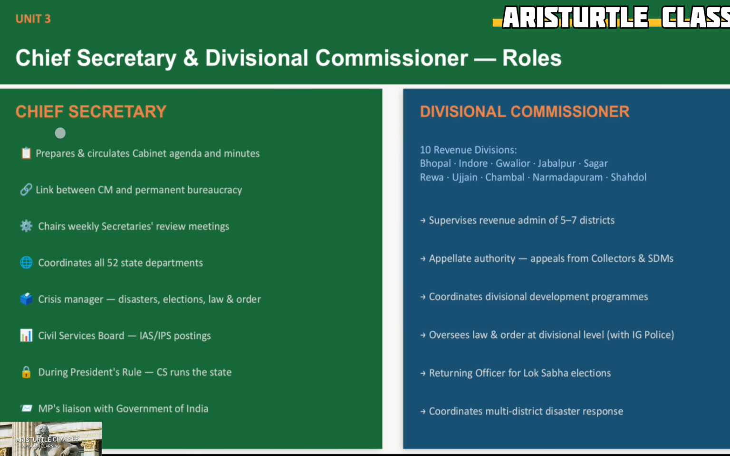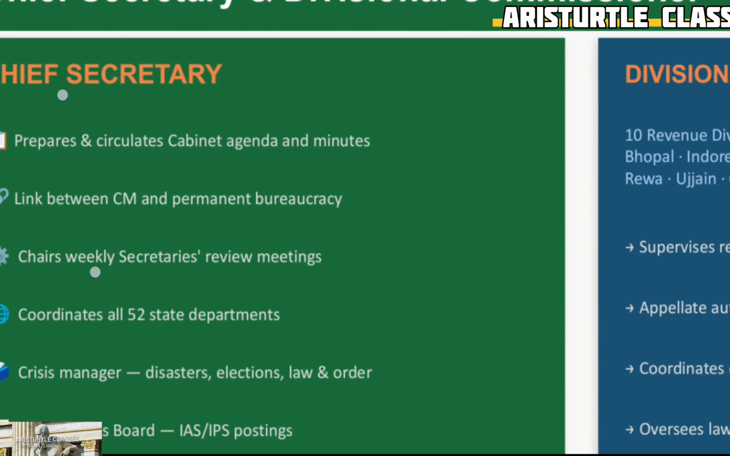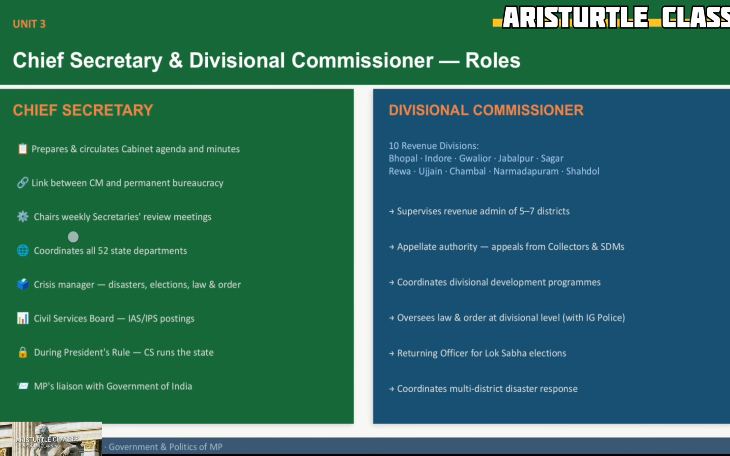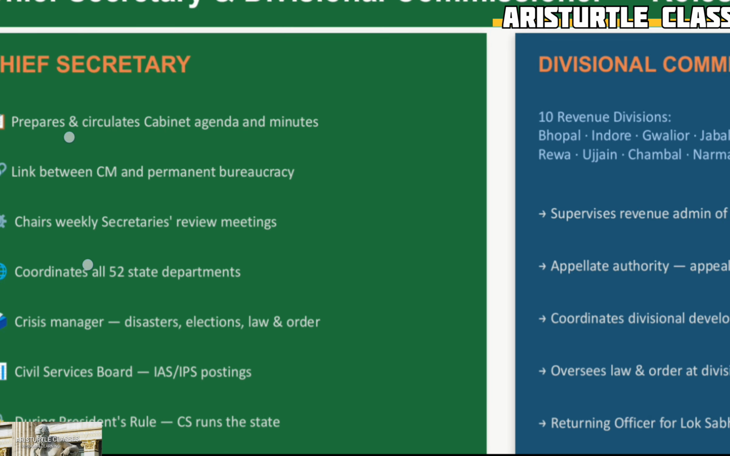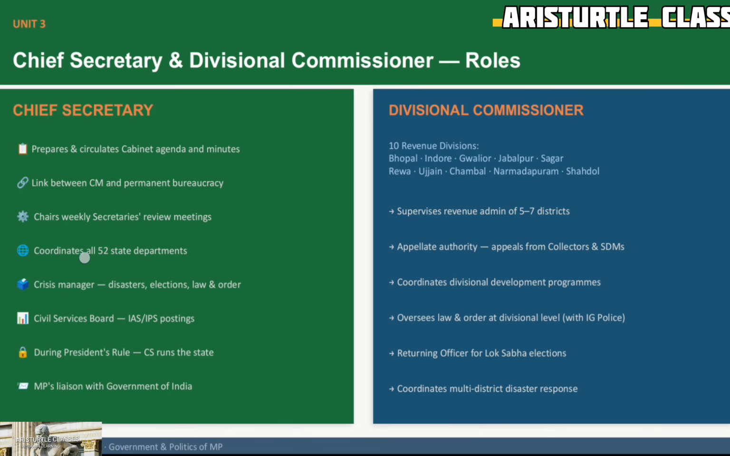So what about the chief secretary? He drafts, he prepares, he circulates the central agenda of the state administration. He links the bureaucracy with the chief minister. He chairs the weekly secretaries review meeting. He consolidates all the 52 departments of the state, means all the districts, 55 actually.